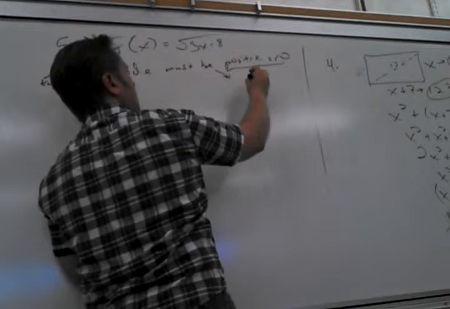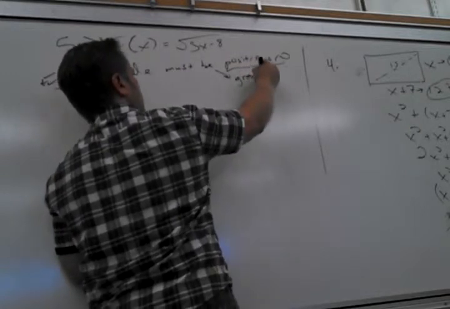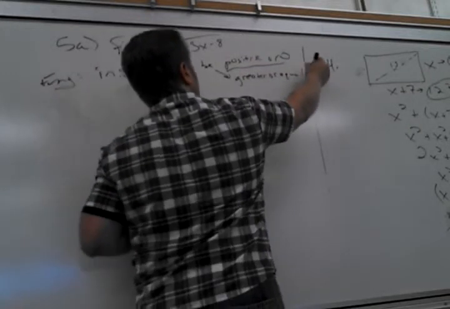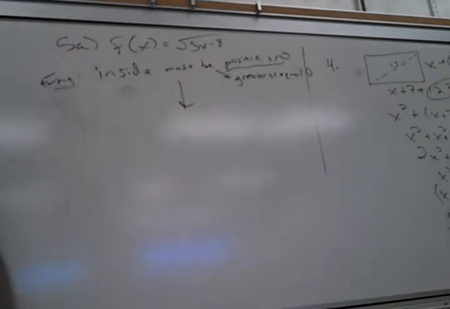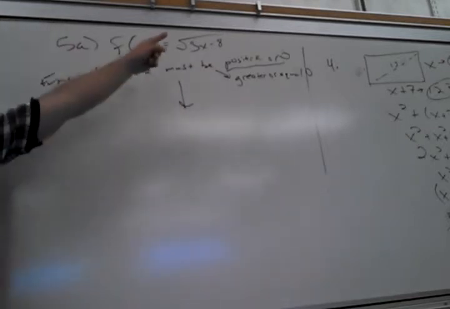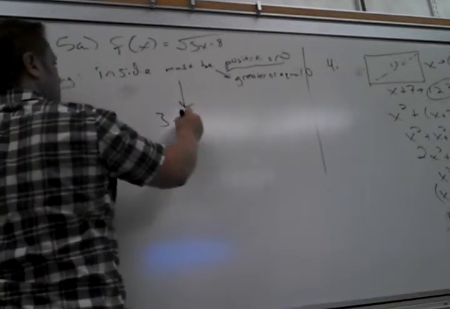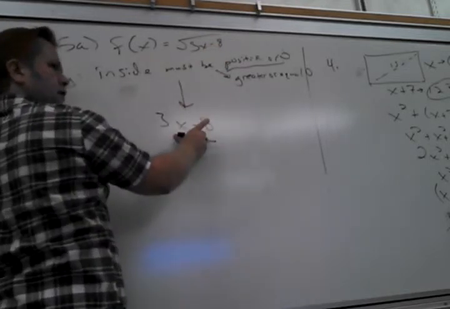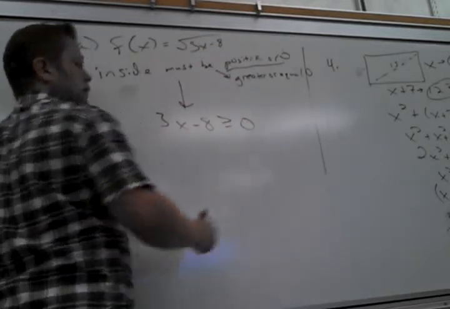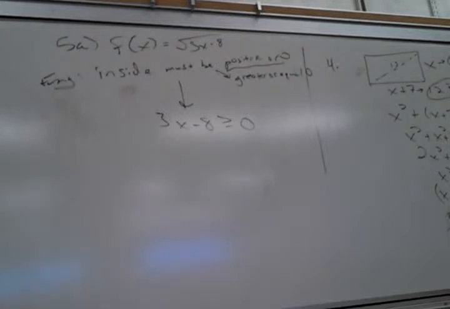Must be greater than or equal to 0. Now I can take it to mathish, right? From English, go to mathish. Inside: 3x minus 8. So the inside, whatever that number is, must be greater than or equal to 0. So if you can say it in English, write it in mathish, solve it, you are done. That's how you do any domain question.